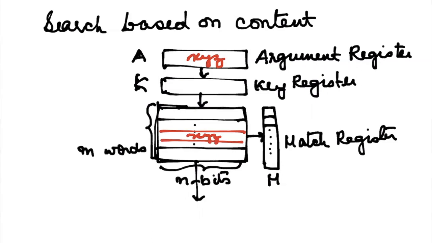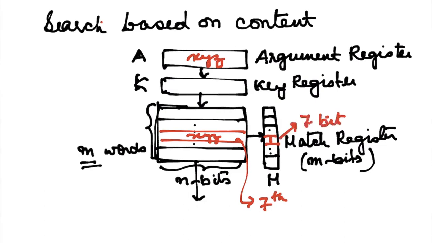This register consists of M bits, one bit for each word of the associative memory, because our associative memory consists of M words. Wherever we find a match, we may have one match, or multiple matches, or no match at all. Let's assume that we have a match at this particular position, where XYZ is there. The search procedure will set the corresponding bit of the match register to 1. Let's say that for the seventh word, a match has been found. So the 7th bit in the match register will be set to 1, and all the others would be 0.